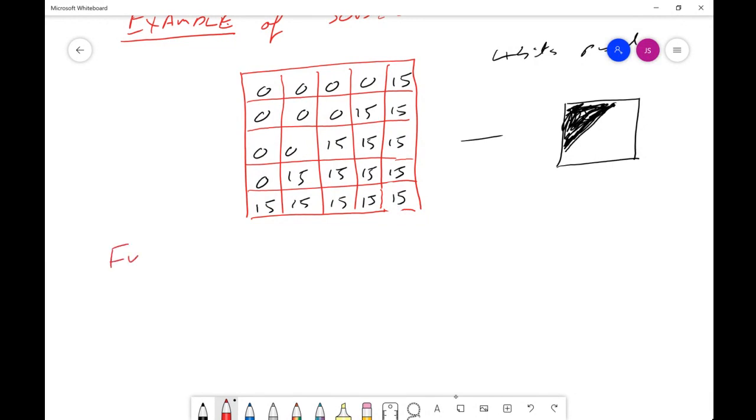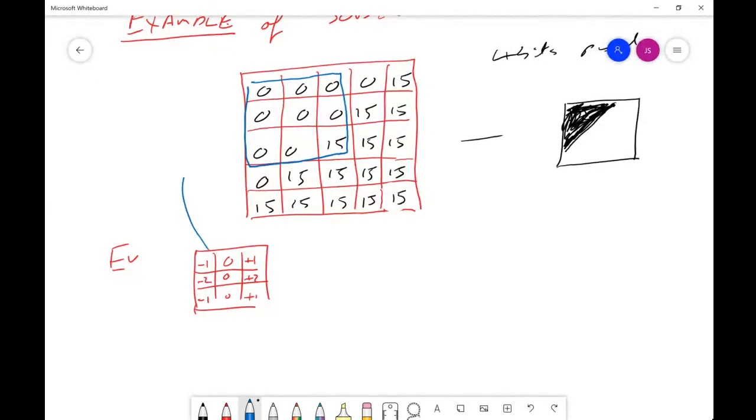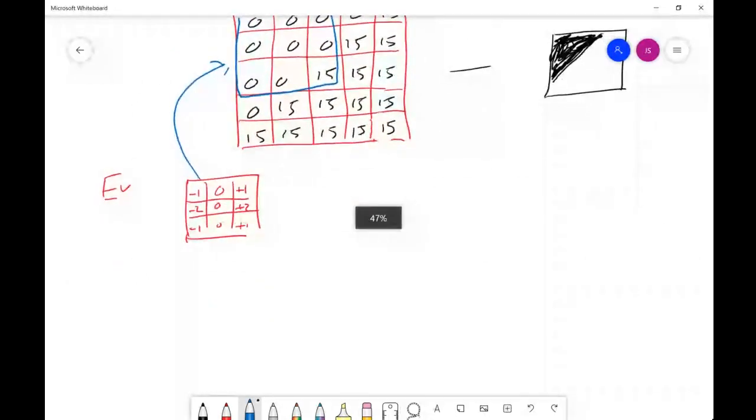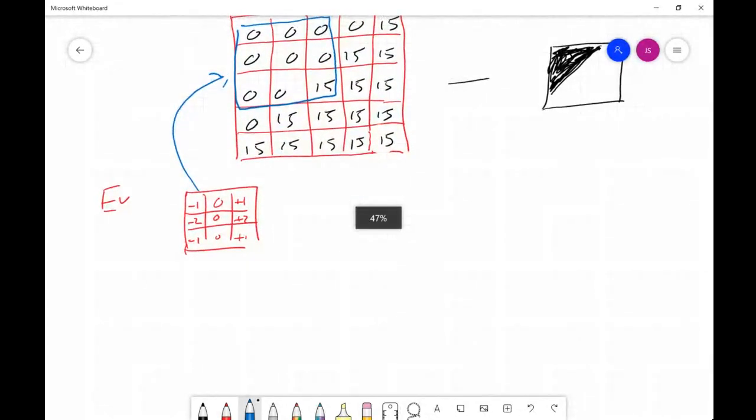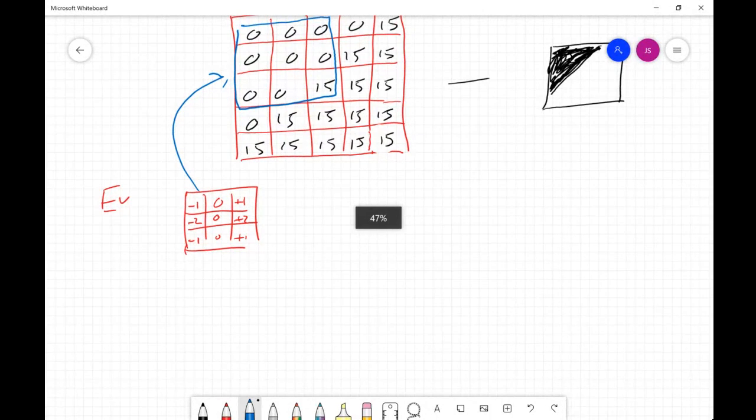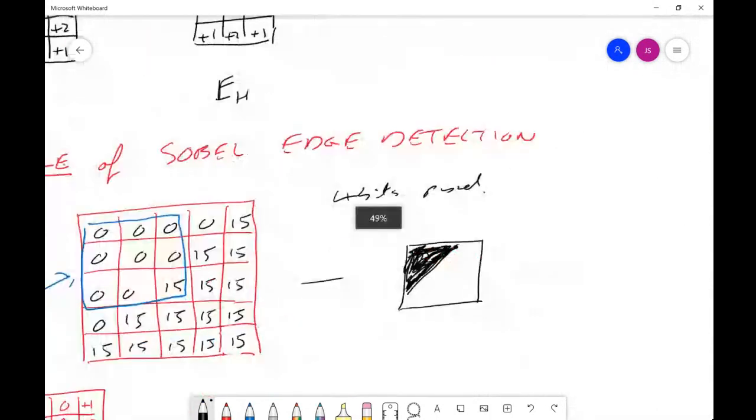EV. The vertical window is -1, -2, -1, 0, 0, 0, +1, +2, +1. And that window has got to sit initially over that part of the image. And doing the correlation, we can see, let's keep the whole thing in view.